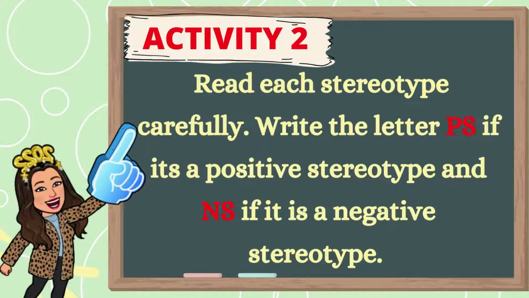You have learned that stereotypes may be positive or negative. For our activity number 2, read each stereotype carefully. Write the letter PS if it's a positive stereotype and NS if it's a negative stereotype. Write your answer on your English notebook. You have 60 seconds to answer this activity. But if you think you need more time to answer this activity, just pause the video. Let us begin.